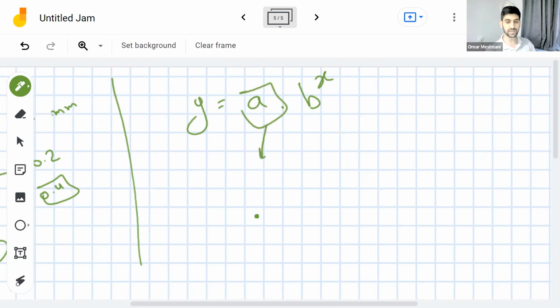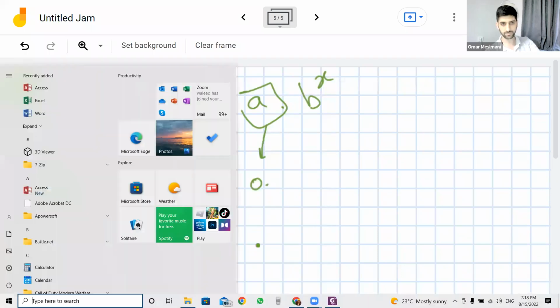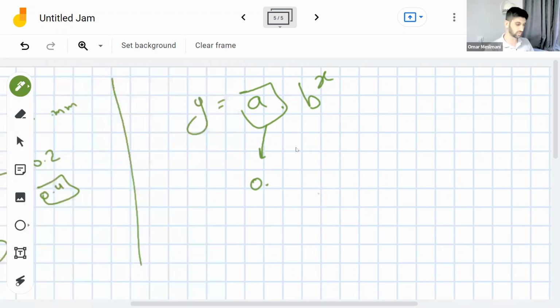The initial value is represented by the thickness of a paper, which is 0.1. I will Google it because it's a fact. It's between 0.05 and 0.1. I'm going to go with 0.1 millimeter. That's the initial value.